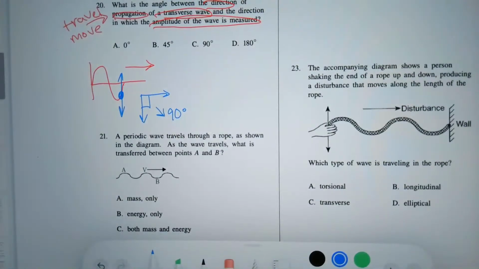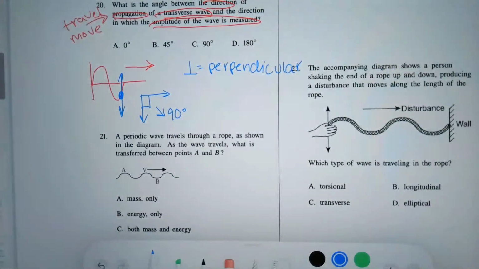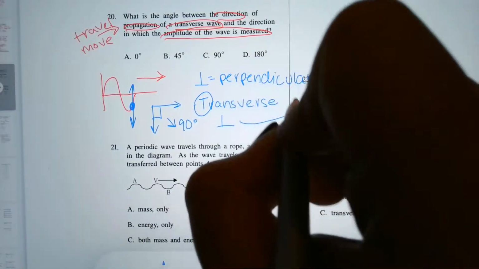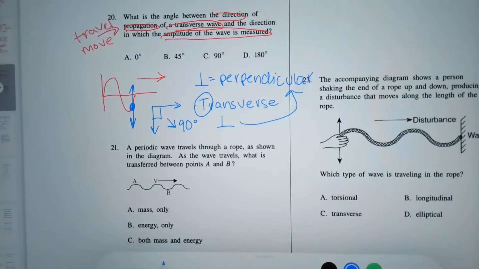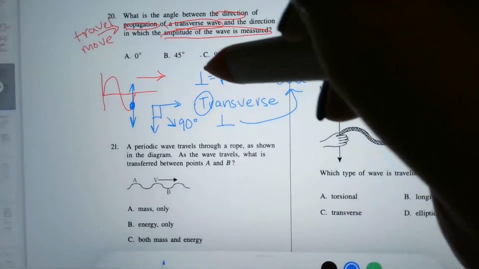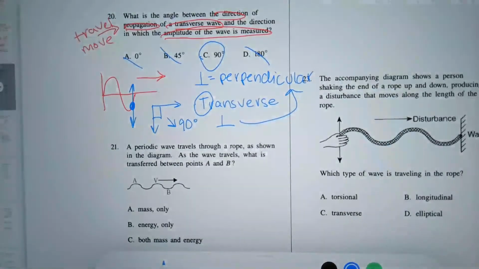And remember, the perpendicular symbol is the upside down T. So what helps us remember transverse from longitudinal is the following. If you write transverse with a capital T, and you take the T and you flip it upside down, then you're left with the perpendicular symbol, okay? So in this case, we're going to be 90 degrees. That's how we'll measure the amplitude of a transverse wave.